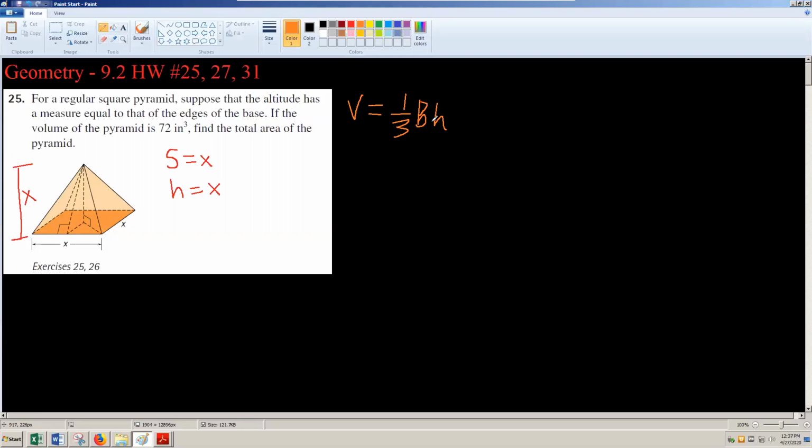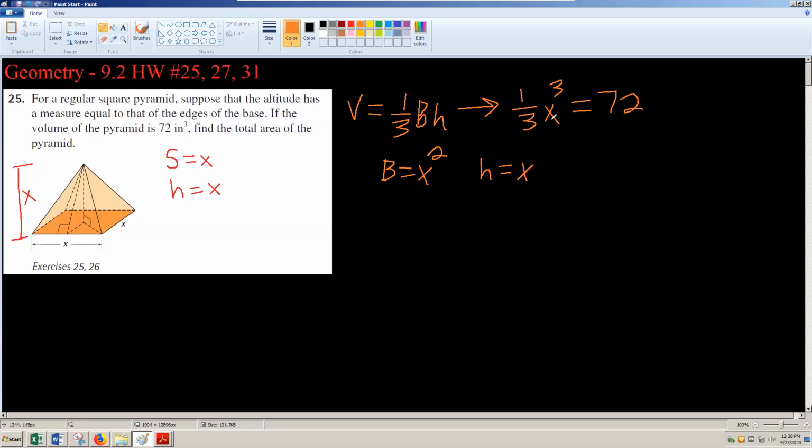As I look at this, my base is going to equal X times X because it's a square, that's X squared. And for my height, I know that is X as well. So my volume really just turns into 1/3 X cubed, and I'm told that equals 72.